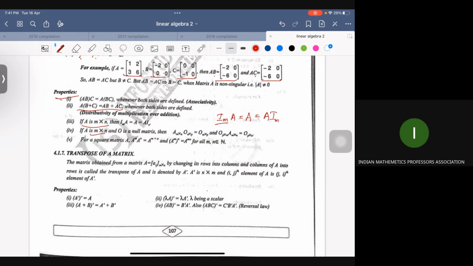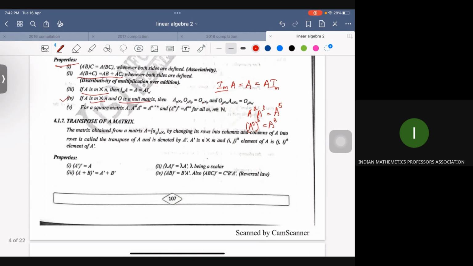If A is an m by n matrix and O is a null matrix, that is zero matrix, then A into null matrix is nothing but a null matrix, and null matrix into A is nothing but a null matrix, if matrix multiplication is defined. For a square matrix A, A power m into A power n is equal to A power m plus n. That is, A square into A cube is nothing but A power 5. And A square whole cube is nothing but A power 6. So A power m whole power n is nothing but A power mn for all m, n.